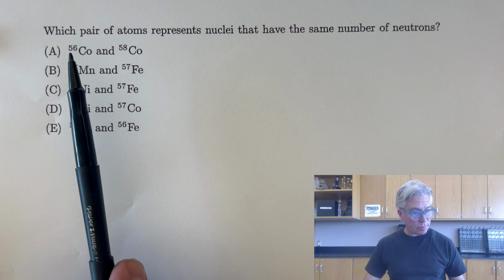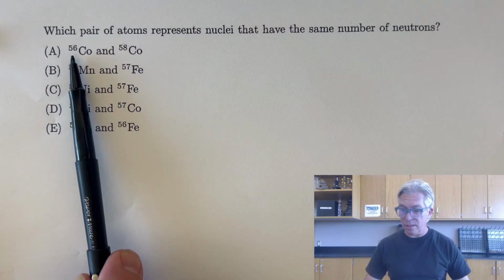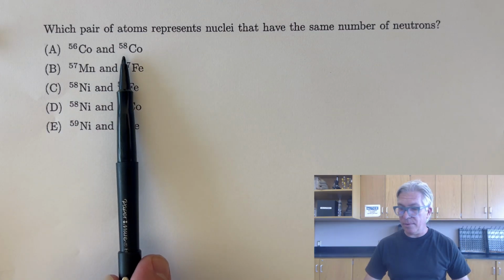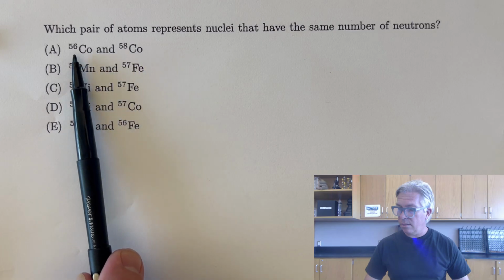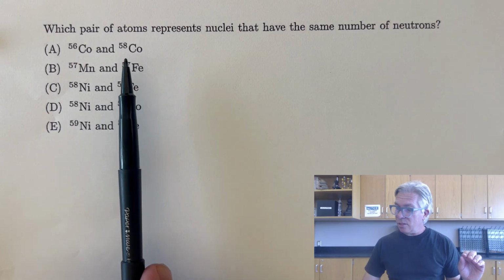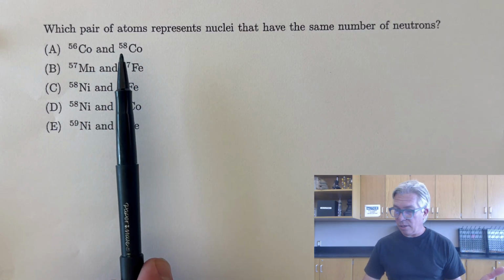For example, cobalt is element number 27. That gives me 29 neutrons. And cobalt is also number 27, so that gives me 31 neutrons. Okay, sorry, the math wasn't mathing. And so I can tell they're just two different isotopes of the same element. That's not going to work.